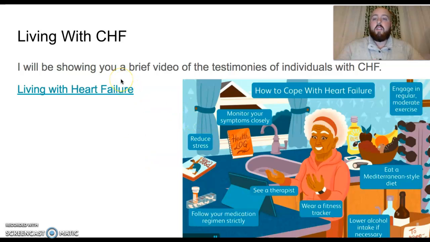Now, living with CHF can be a struggle, and here we have a diagram of some ways to cope with heart failure, including engaging in regular exercise, wearing a fitness tracker, reducing stress, and lowering alcohol intake. And I'm going to show you a brief video now about a woman and just some commentary about people living with heart failure.